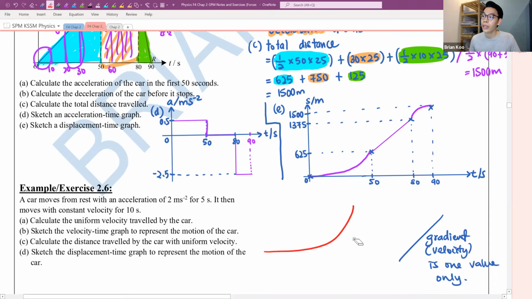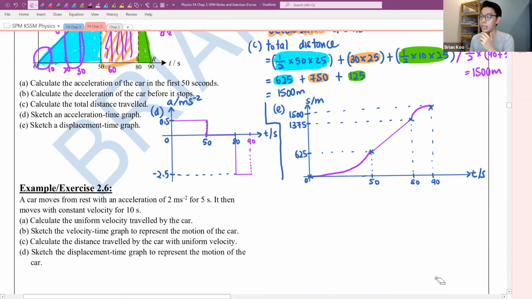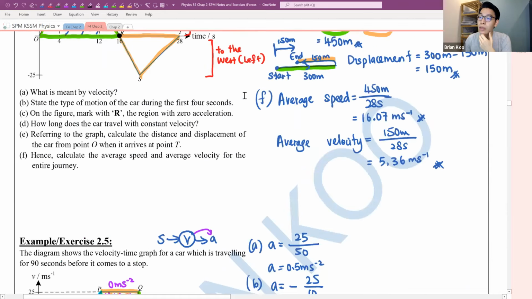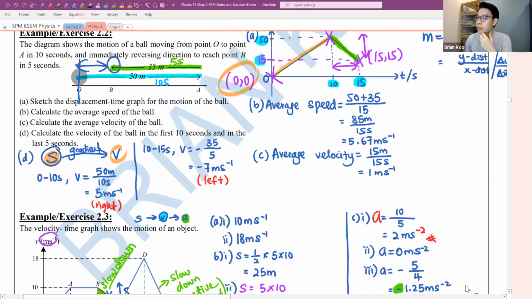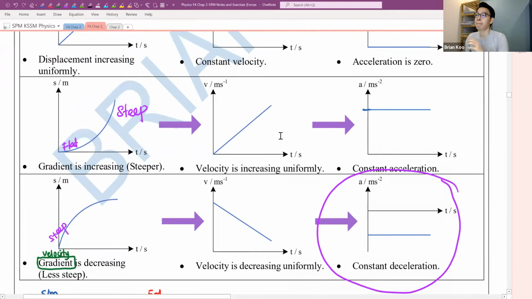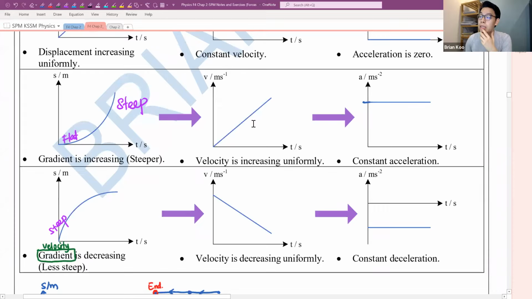How to know when you need to use a curve line? When it's acceleration, Teresa asked me when I know it's a curve. When it's acceleration or deceleration, it's going to be a curve. Okay, you look back at this one, or else it won't link together, or else it won't make sense.